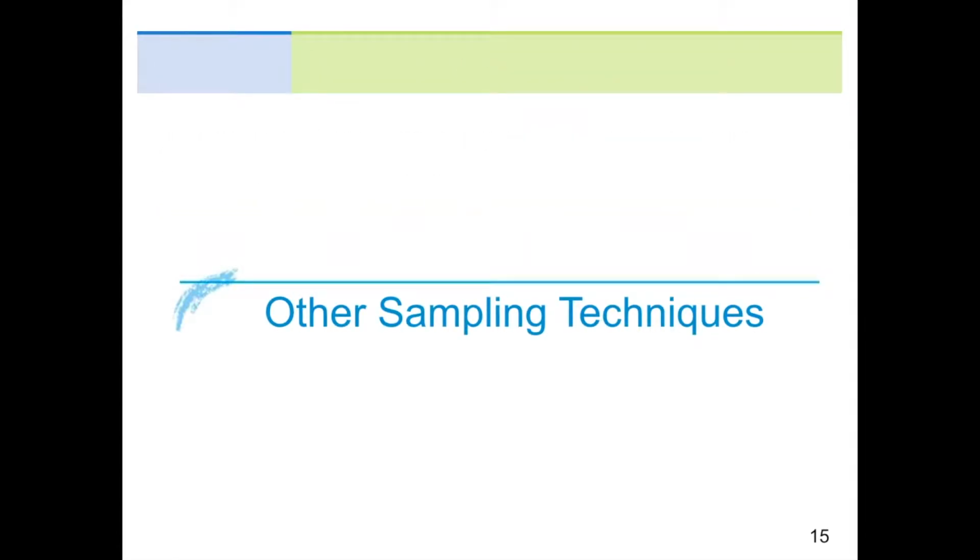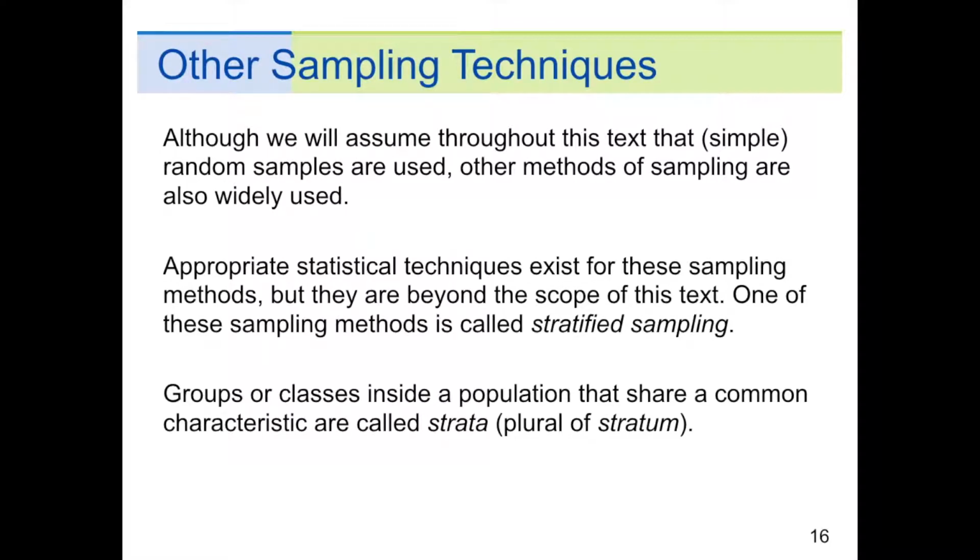Other sampling techniques. Although we will assume throughout this test that random samples, simple random samples, are used, other methods of sampling are also widely used. Appropriate statistical techniques exist for these sampling methods, but are beyond the scope of this test. One of these sampling methods is called stratified sampling. So, always assume that it's going to be a simple random sample unless they tell you otherwise, but in an intro to statistics class, the stuff we're mostly going to see are simple random samples.